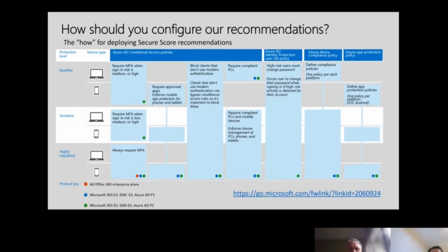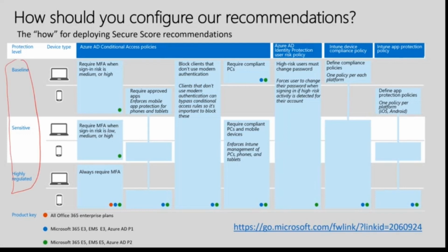As you see here, we have baseline, sensitive, highly regulated, and then we have form factor, and then we have the control, and we have licensing here too. Whenever we talk about risk, we see there are P2 features. Other than that, everything can be achieved using P1, right? So if we talk about blocking clients that don't support modern authentication, which is block legacy authentication, you see this is recommended for baseline, sensitive, highly regulated. But for example, require compliant PC and mobile devices comes from here, requiring compliant PC here, and there are other features here like device policy, app protection policy. This is how you can read it, but let me go to the site and show you what else we have.